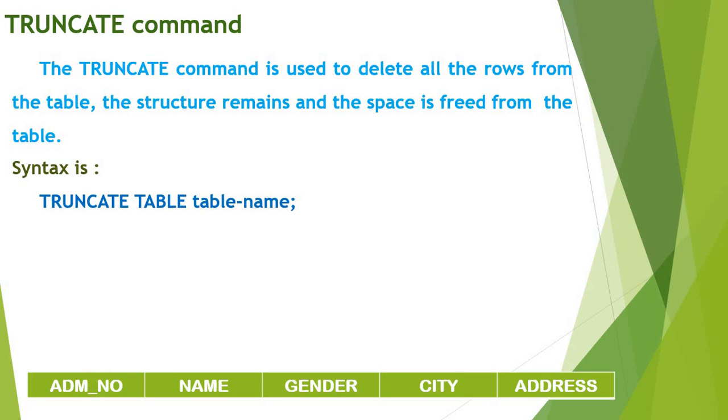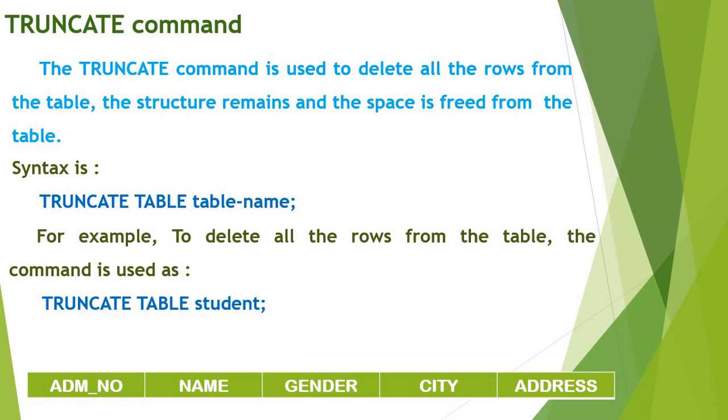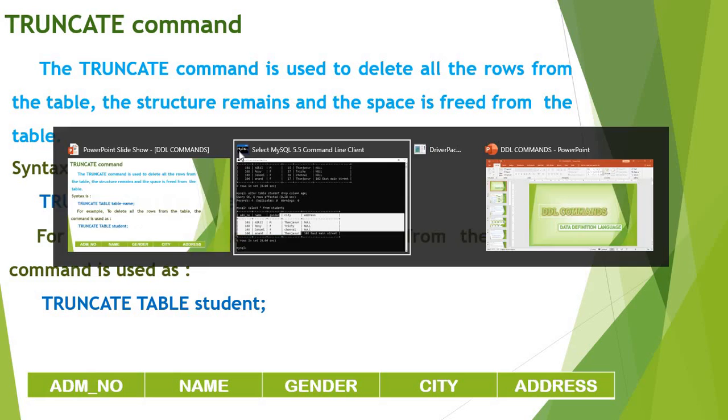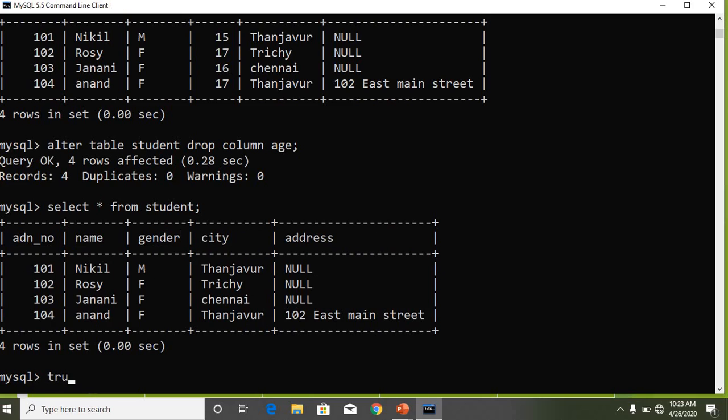Truncate table, table name. When we execute this query, it will delete all the records from a table. For example, to delete all the rows from a table, the command is truncate table, table name. See here, truncate table student. So truncate table, table name.